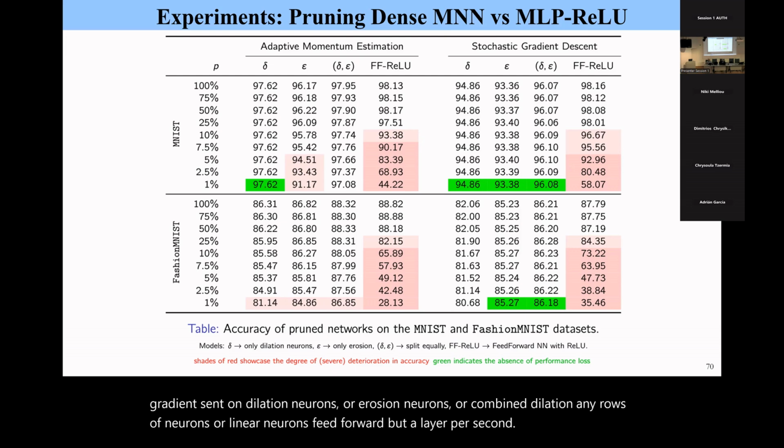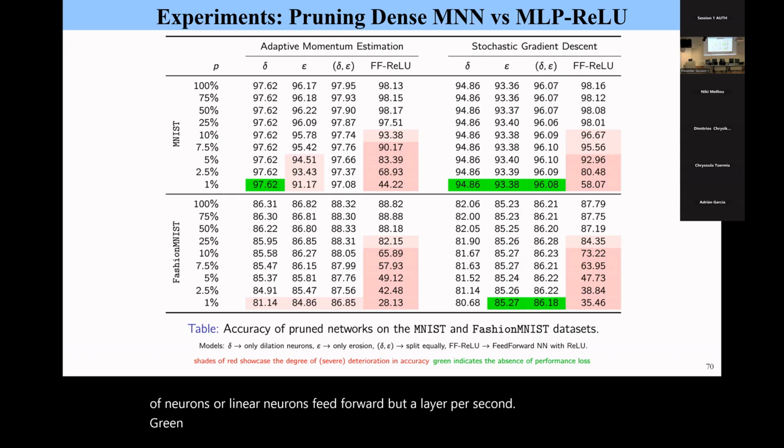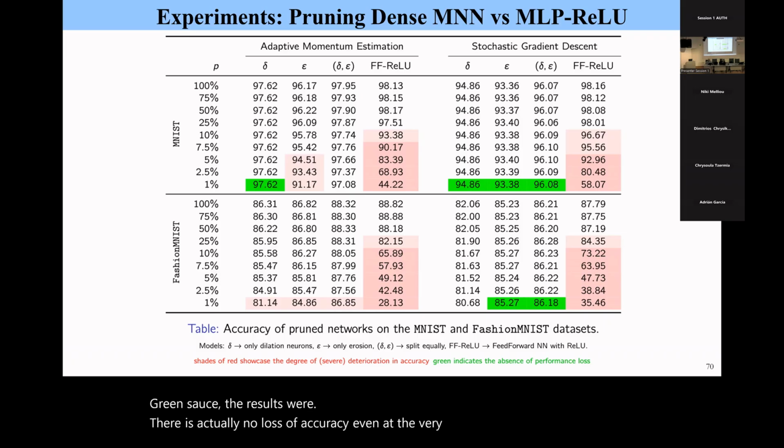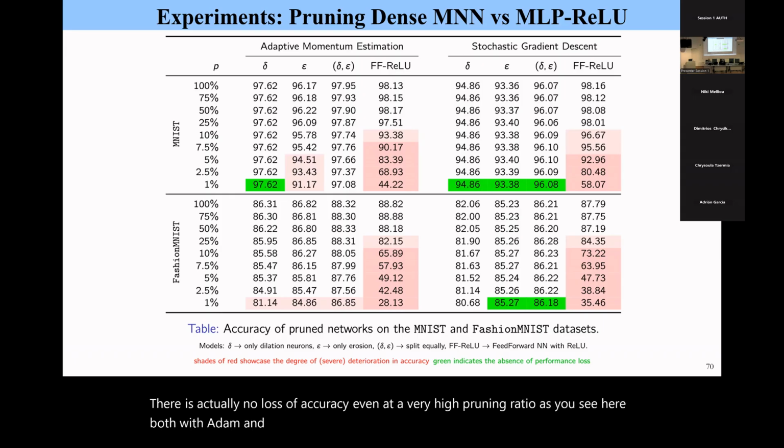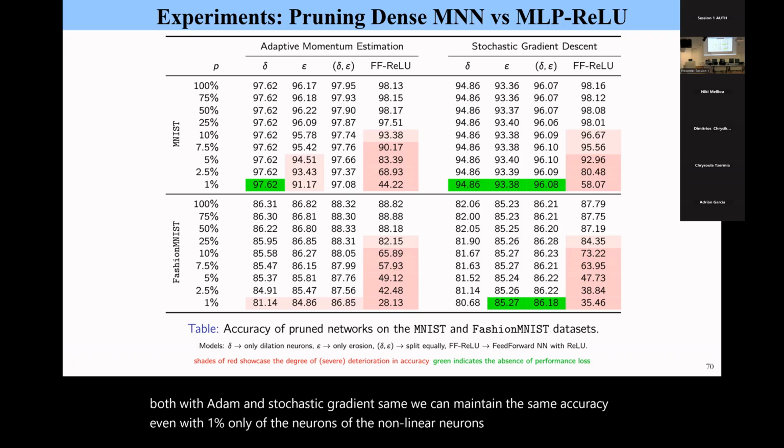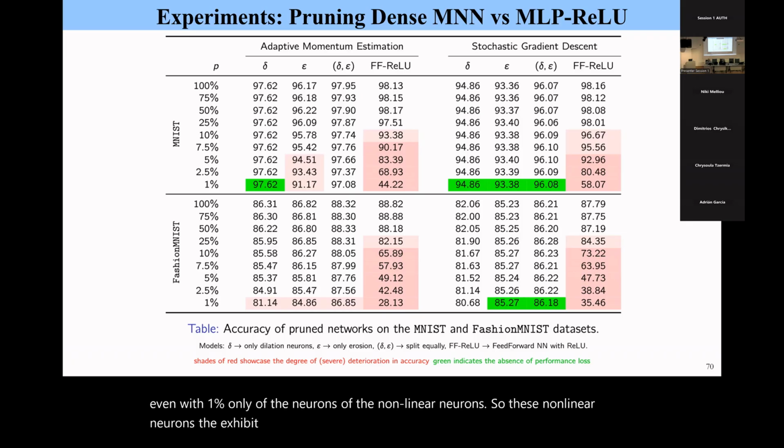Green shows the results where there is actually no loss of accuracy, even at a very high pruning ratio. As you see here, both with ADAM and stochastic gradient descent, we can maintain the same accuracy even with only 1% of the neurons, of the nonlinear neurons. So these nonlinear neurons exhibit a high potential for pruning. They can become very, very sparse and still maintain their accuracy.